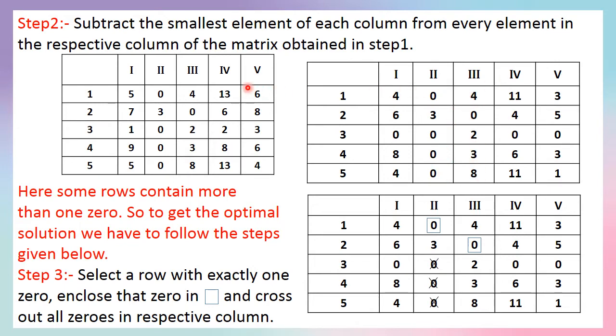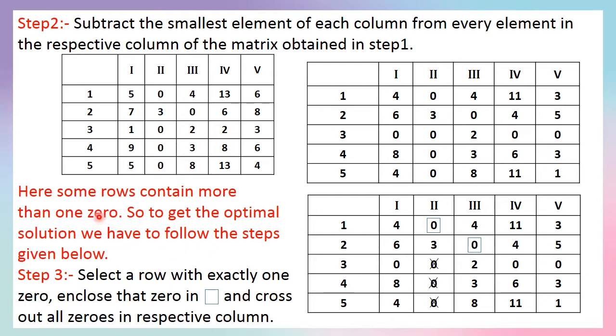Then the fourth column has the smallest element 2. So we have to subtract, and then we will be getting 11, 4, 0, 6, 11. And the fifth column has the minimum element 3. So after subtracting we will be getting 3, 5, 0, 3, 1.